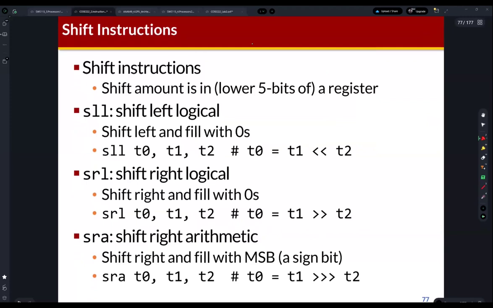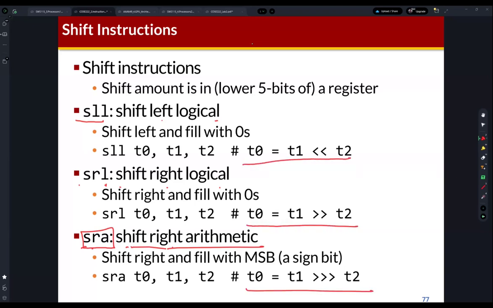So for the bitwise shift operations, RISC-V supports SLL, the shift left logical, SRL, the shift right logical, and then SRA, the shift right arithmetic. So this is equivalent to C code. Shift left logical is the shift left and fill with 0.